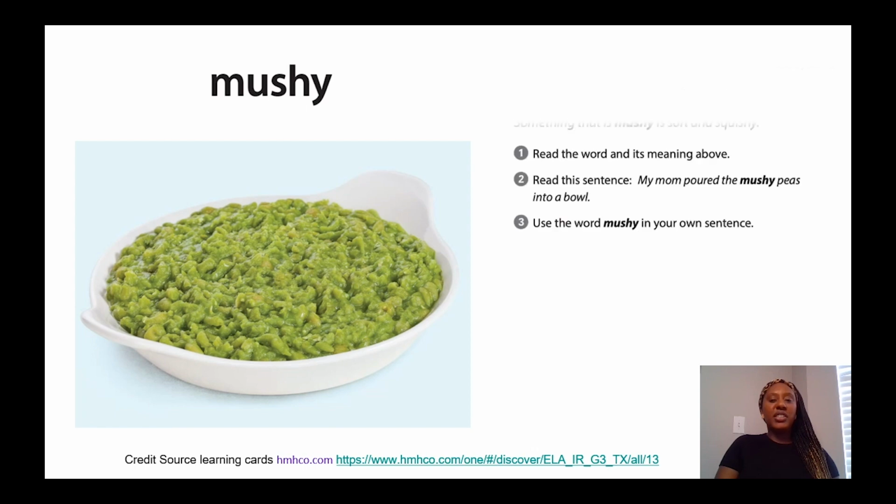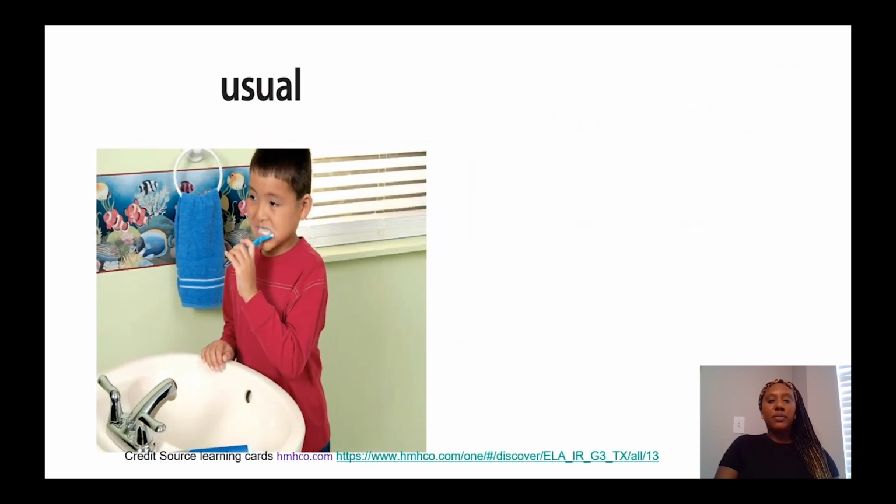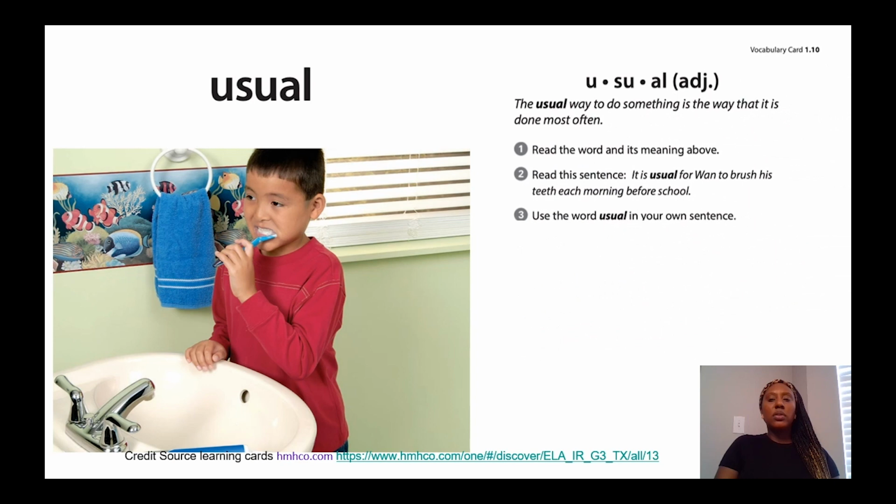Mushy. Something that is mushy is soft and squishy. My mom poured the mushy peas into a bowl. So as we can see, those peas are soft and squishy. Usual. The usual way to do something is the way that it is done most often. It is usual for Juan to brush his teeth each morning before school. So this is something that he does often.